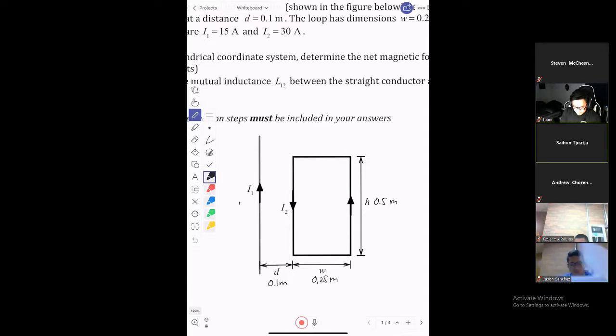So I1 is 15 amps. I2 is what? 30 amps, right? So that's what's given. So what is being asked?